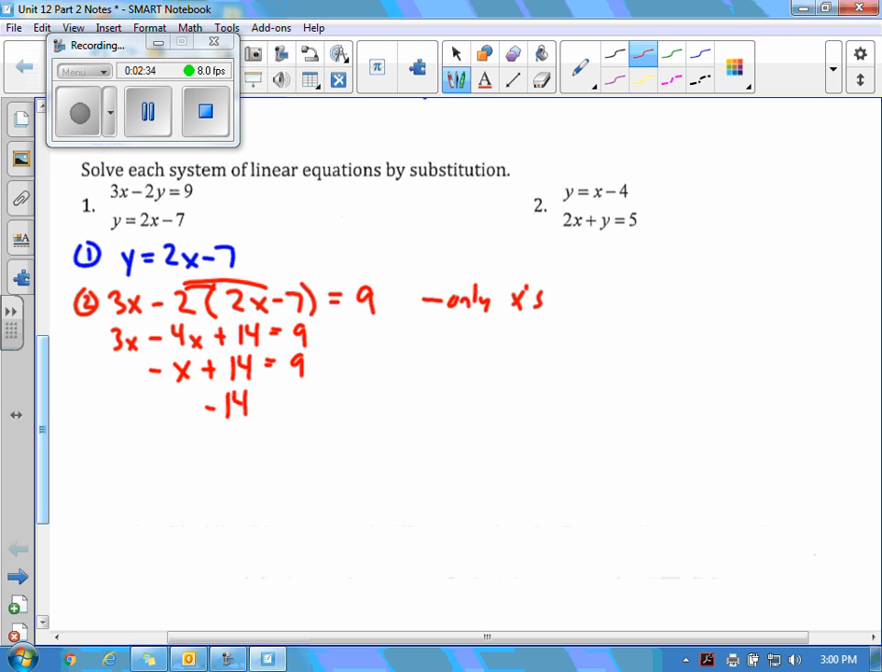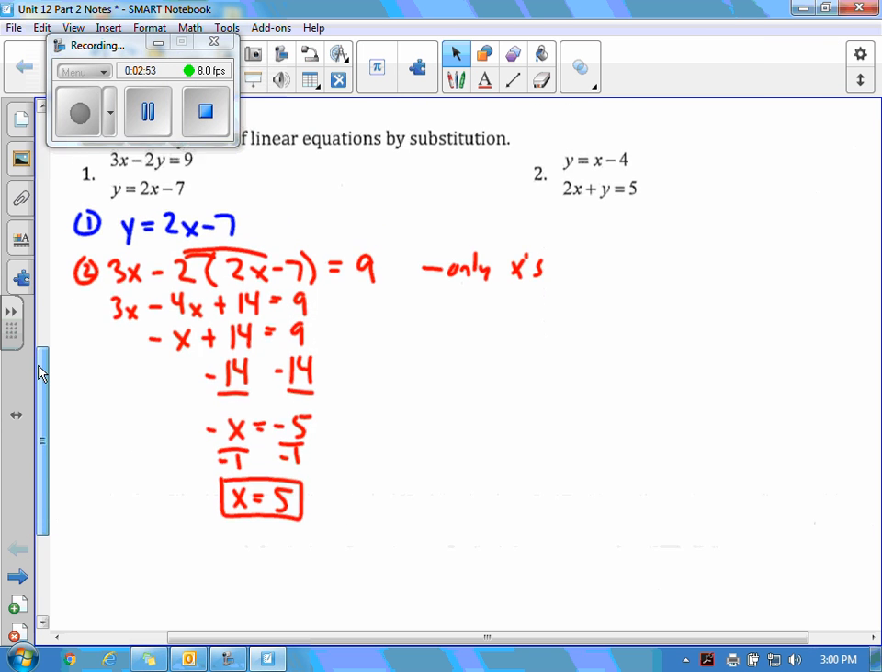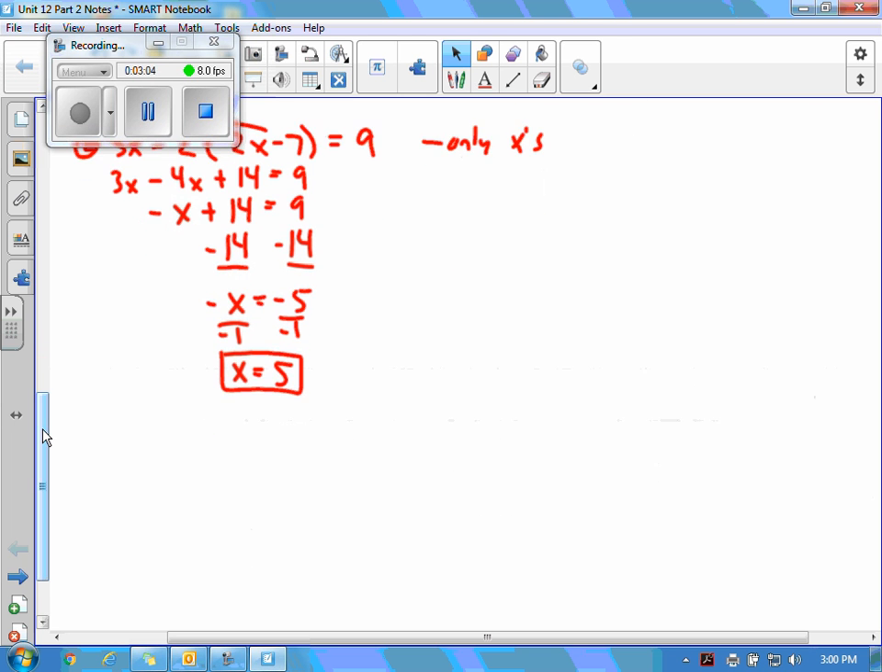I can subtract 14 from both sides. I'll get negative x equals negative 5. I'm not done there because I want to solve for positive x, so I'm going to divide both sides by negative 1. Now I get x equals 5. So I have my x value there. Step 1 was to solve one of the equations for a variable. I didn't really have to do that because they already solved y equals 2x minus 7. Step 2, I took that expression and plugged it in for the y in the other equation and solved for x. So my last step is to plug in this x value to either of the original equations to get my y value. Let's say I'm going to plug that into the first equation.